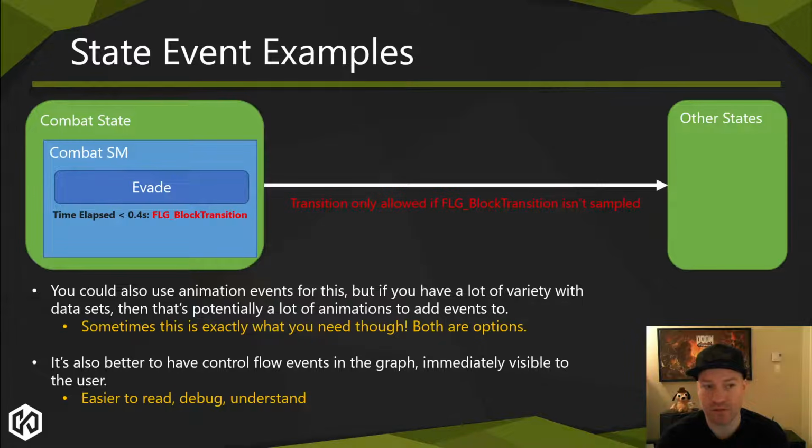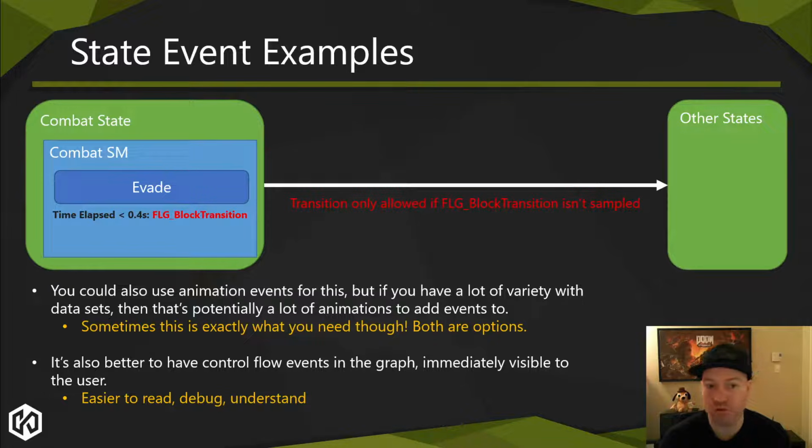Additionally, these state events can be used to block certain transitions. An animator can basically say, hey, I do not want this state to transition while this event is being sampled. And then he would set up a timed event that says, emit this event until we're 0.4 from the end of the state. So that allows them to basically specify something that we call cut time or something like this.